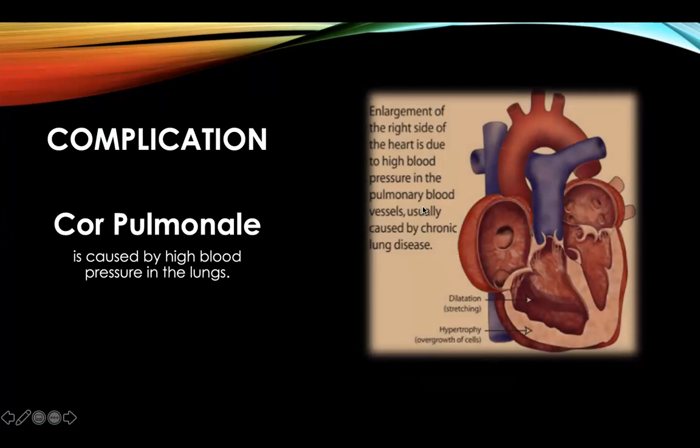Cor pulmonale is caused by high blood pressure in the lungs. As a result of alveolar hypoxia and acidosis, pulmonary hypertension develops in COPD patients. Because of this, chronic hypoxia leads to polycythemia. This increases the blood's viscosity. To push blood into the lungs, pulmonary hypertension causes an increase in right-sided heart pressure, which leads to right-sided heart failure.